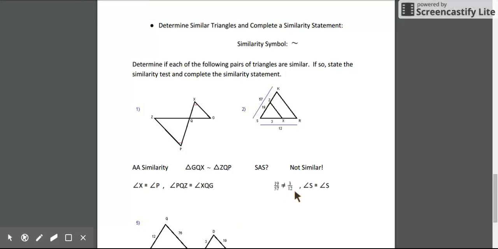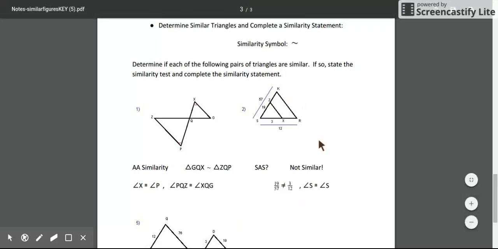So because the side lengths are not in proportion, we can't use this similarity test, and we don't know enough information to say that they are similar. So we're going to say they're not similar.